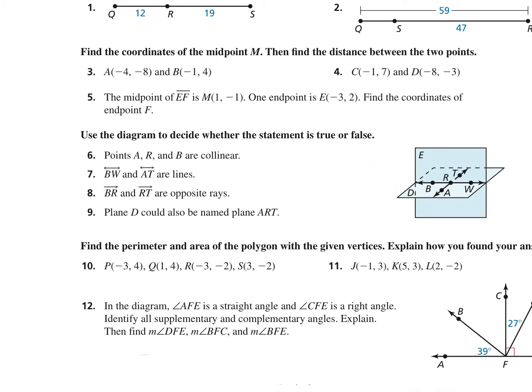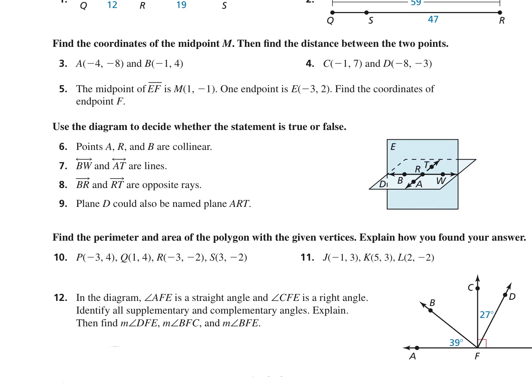So here it says that points A, R, and B are collinear. So A is here, R is here, B is here. I can't turn a corner. That is not considered collinear. Collinear would have meant ART. So this one is false.